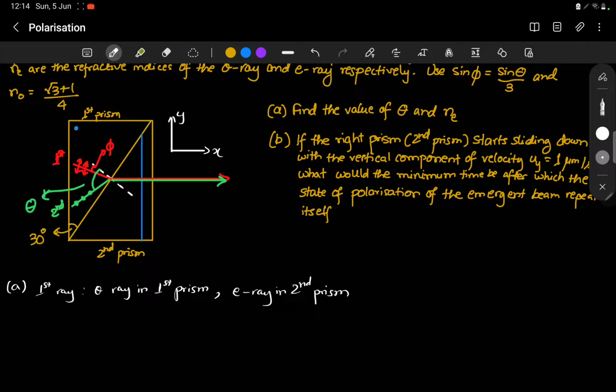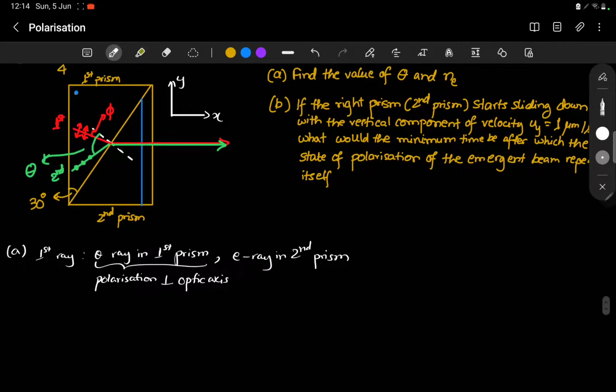Why so? Because the polarization is perpendicular to the optic axis. In this case, the plane of polarization is perpendicular to the optic axis for the first red ray, and for the second ray it will be an E ray in the first prism, and it will be an O ray in the second prism.